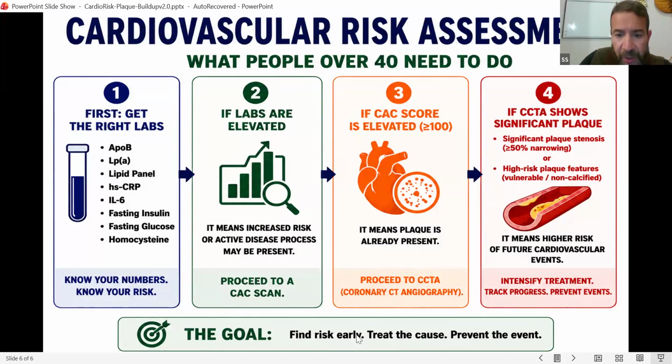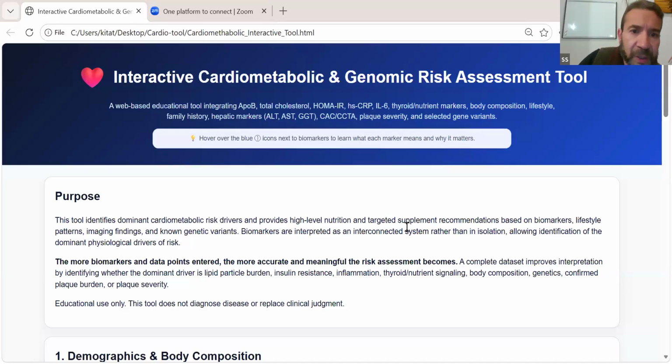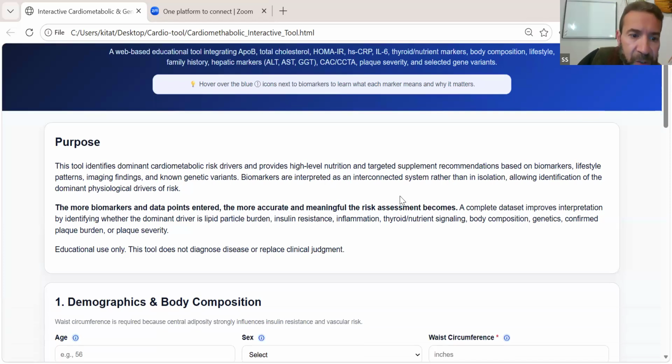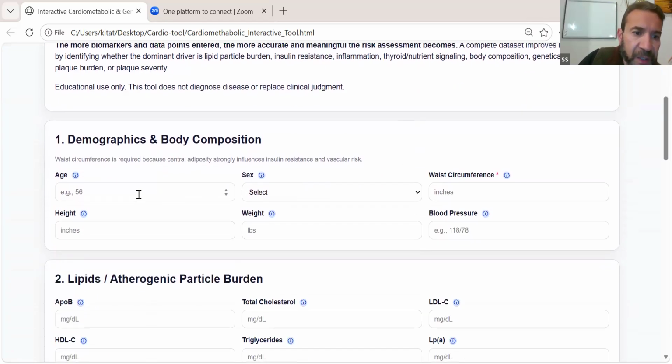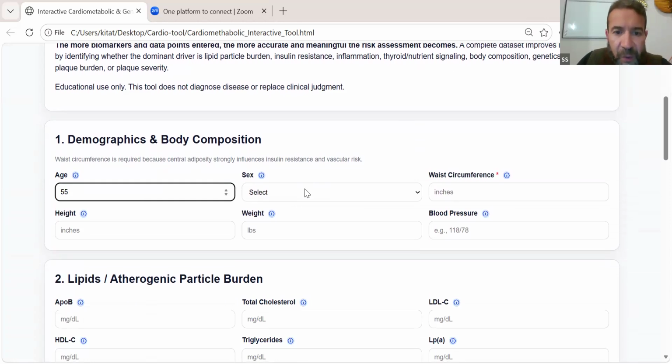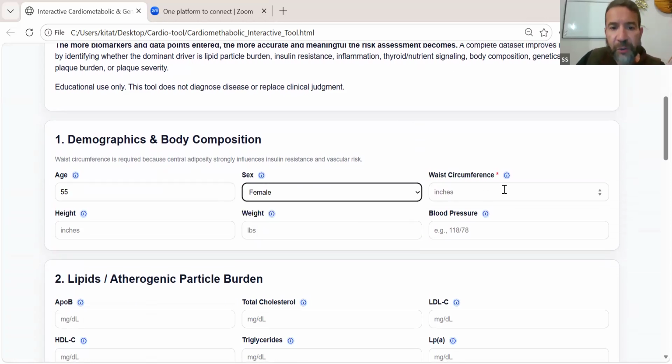Now, I'm going to introduce this new tool that actually assesses the risk and provides therapeutic strategies. So let's take a case study. Let's say we have a 55-year-old female, and let's say she's going to do just the standard screening. We're not going to do ApoB or any inflammatory markers. We're going to do our physical and our screening, and we want to see what the assessment is, and then we're going to do the more elaborate screening and compare the two.